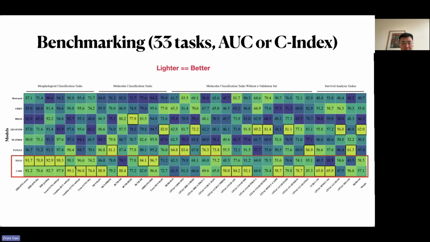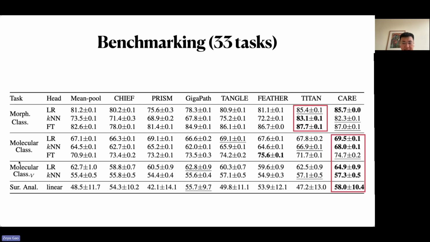So this is the result we got. The lighter means better performance. We evaluate across 33 different tasks, and it shows we couldn't say the model we built, CARE, is better than Titan, but we can say it's definitely a good competitor with Titan, and it only used 1/10 of the data.